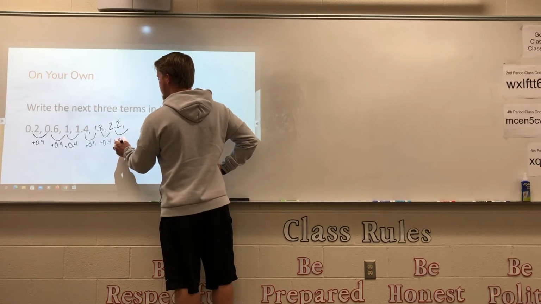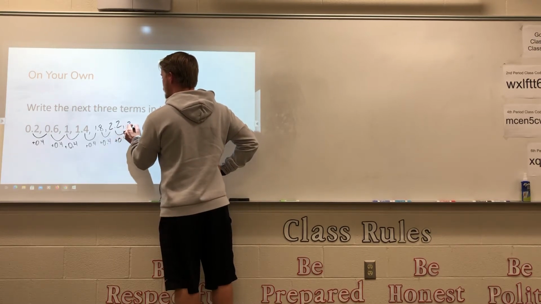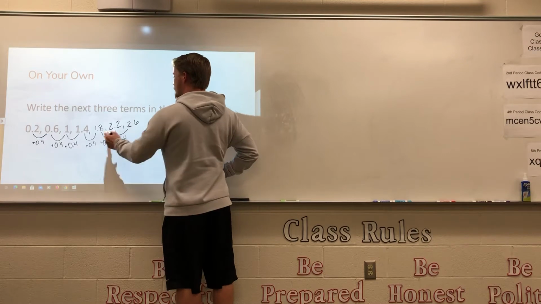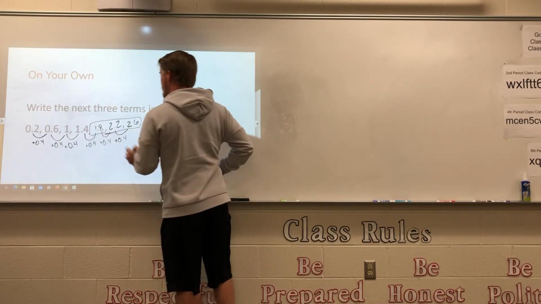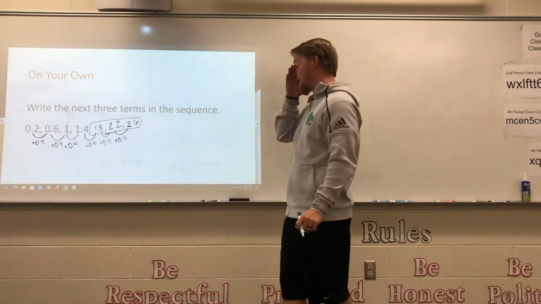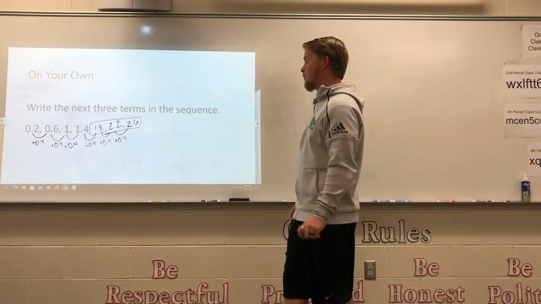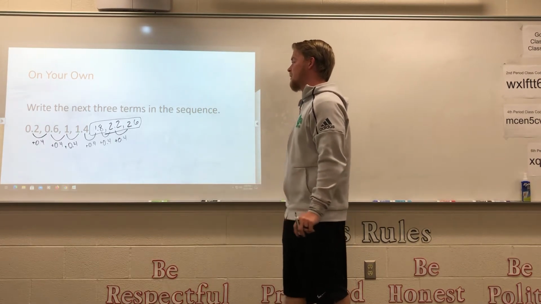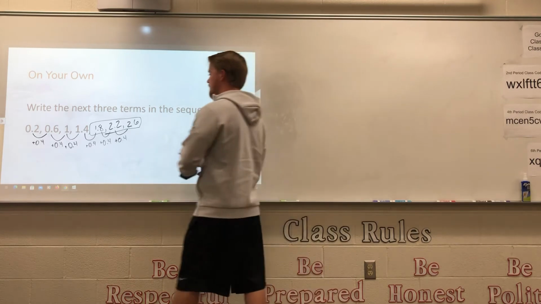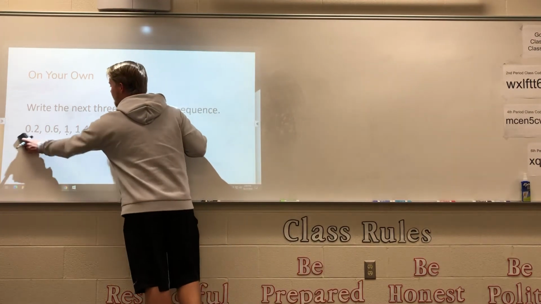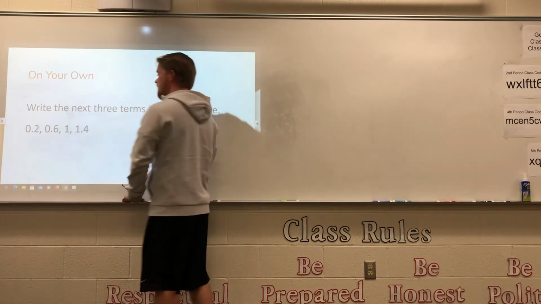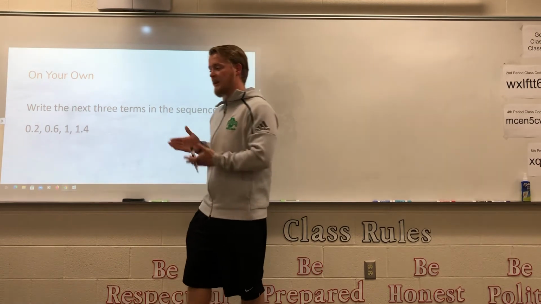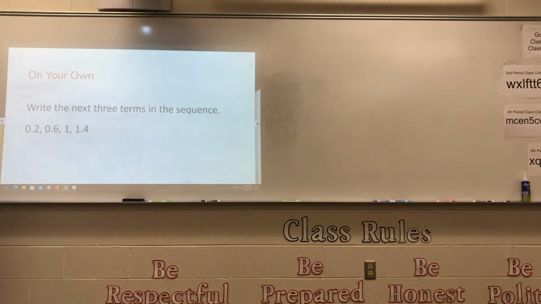2.2 plus 0.4 is 2.6. So there are your next three terms in this arithmetic sequence: 1.8, 2.2, and 2.6. So just identifying that common difference is all you need to do to be able to get the next three in that sequence.